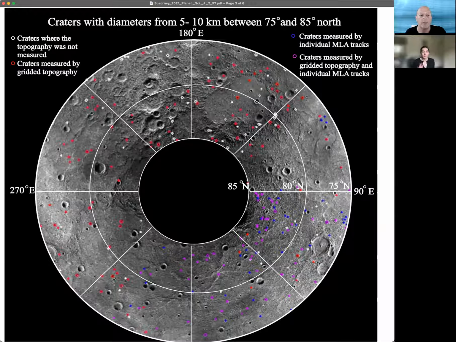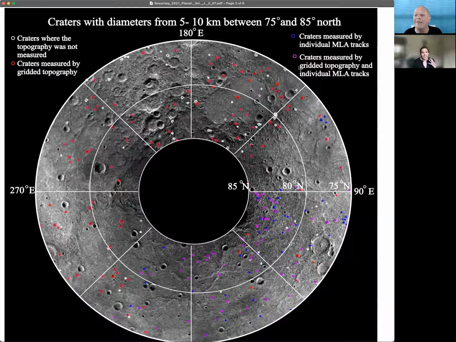I mentioned before, there are two different topographic data sets we're using here. One of them is the individual MLA tracks. That's the Mercury Laser Altimeter, and that was the main altimeter. It pretty much bounced a laser off the surface as it flew over. You measure the time from when you sent the laser down to when the laser comes back, and you know where the spacecraft is in space, so you get the topography coming out.